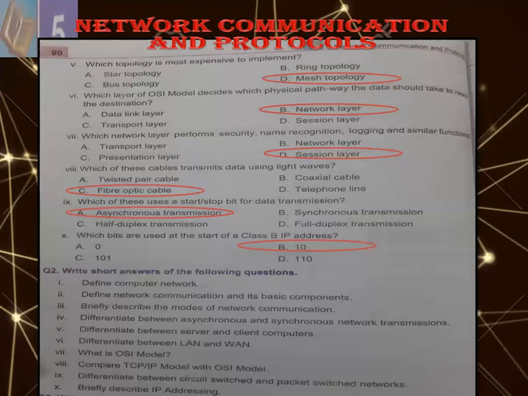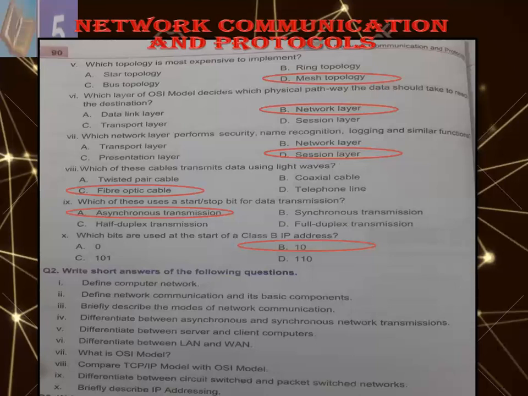What is OSI model? Open system interconnection model. This is a seven-layer model. In this model, we have seven layers, and each layer is responsible for different functions and can perform different tasks during the data communication. The OSI model was proposed by the ISO, and there are seven different layers, and you have to write the names of the layers here. This is a short question. So you can just write the names of all layers, but in order.